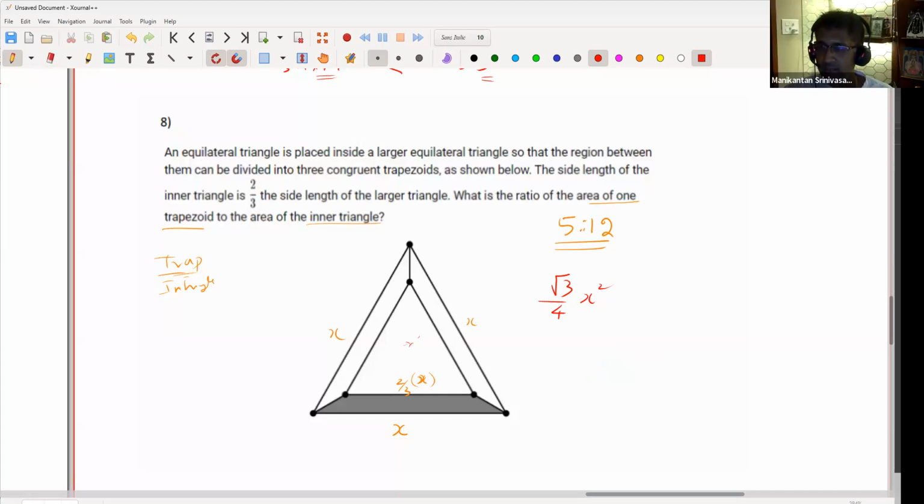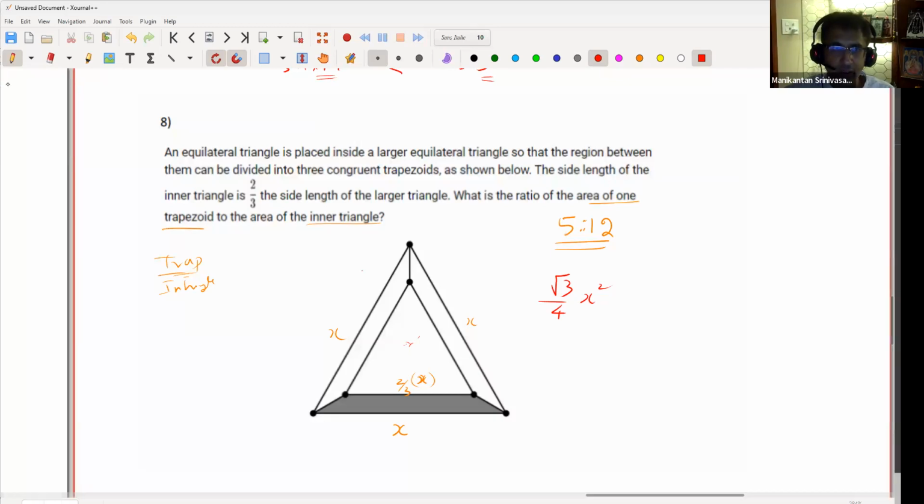Fine. And then I found the area of one trapezoid, which will be outer triangle minus inner triangle upon 3, because there are 3 trapezoids which are all the same. Correct. And then I just put them together. Understood. The method is perfect.